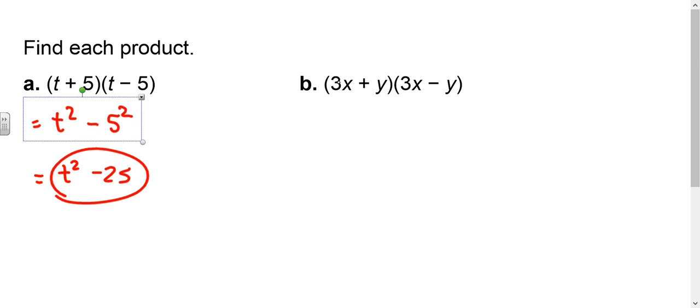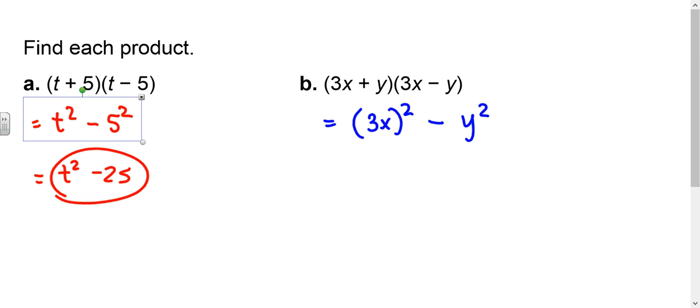So again, we have 3x and y, and we have 3x and y, so they're the same numbers. One's a plus, one's a minus. So I know I'm going to take 3x and square it. And then I'm going to subtract, and I'm going to take y and square it.